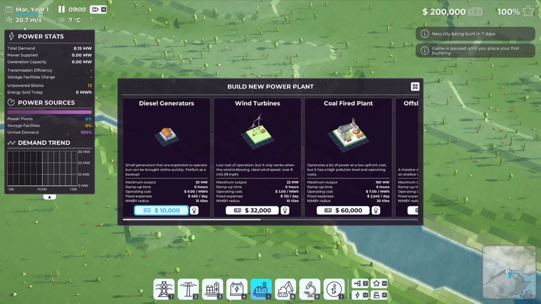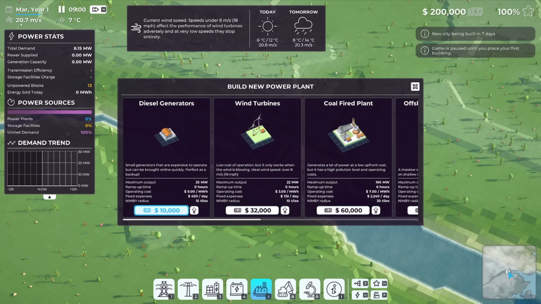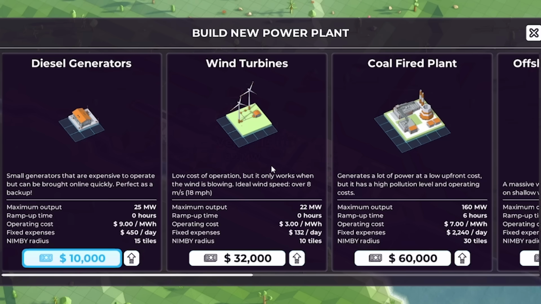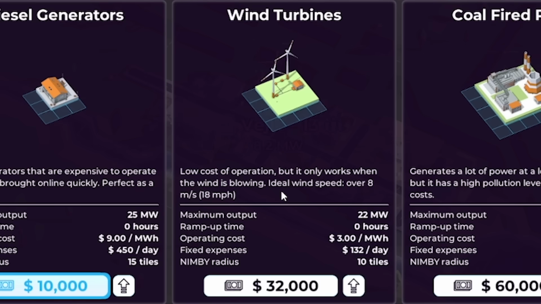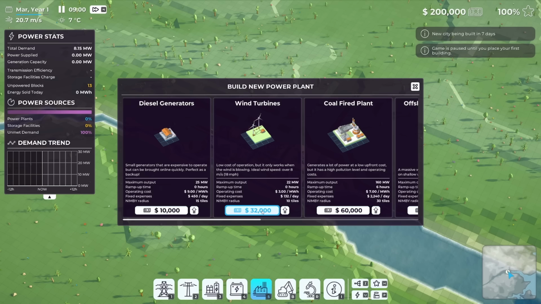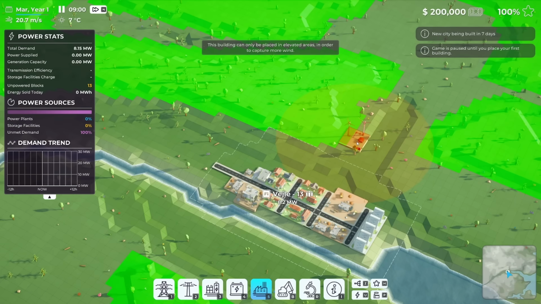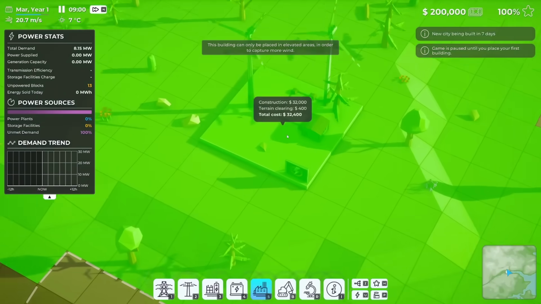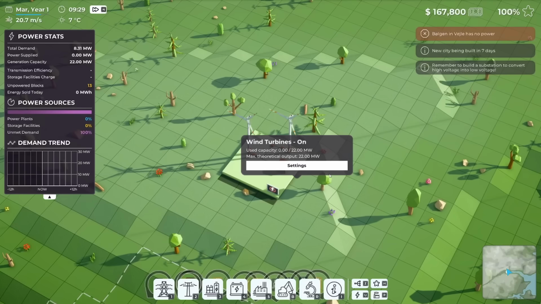So looking at the top left, the wind is gusting 20.7 meters a second. So I'm tempted to go for a bit of wind. They produce 22. You can see here the ideal wind speed is over 8 meters a second. So that's pretty good. I might grab one of them. We've been highlighted all the areas where we can put these, and they can only go on elevated areas. So we're going to plonk one up there. So there we go. Wind power.